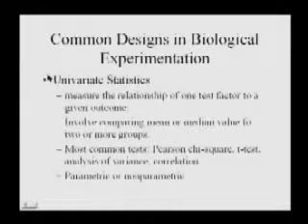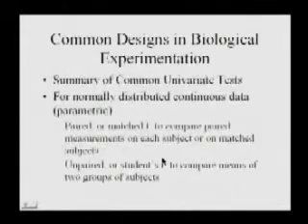So in this case, it would be univariate statistics, one variable, of course. We would measure the relationship of one test factor to a given outcome. It would involve comparing the mean or the median value for two or more groups. So the most common tests, the Pearson chi-square, t-test, analysis of variance, or correlation. So these would be parametric or non-parametric, as we had discussed before in our flowchart on the decision-making process for experimental design and the statistical analysis to be used.